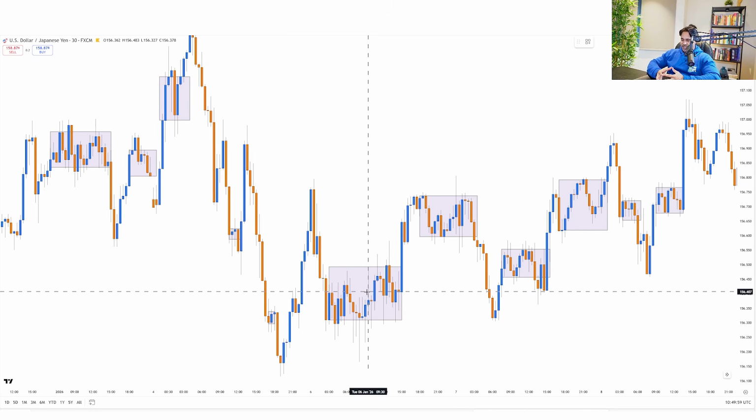Now, I'm not saying you can't trade these ranges or sideways moving markets, but what we want to do when we come into our sessions is identify a clear bias. So if the market is clearly not giving us a directional bias because it's ranging or moving sideways, then these are the markets you want to be staying out of.